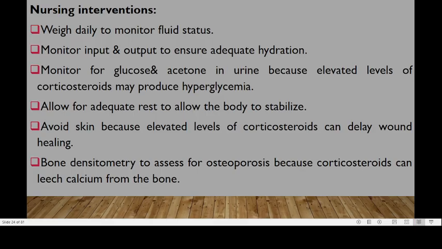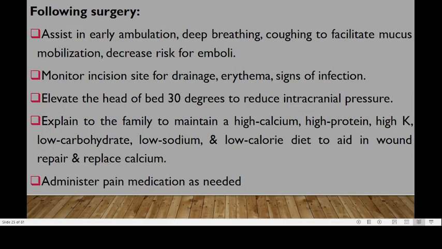Avoid skin because elevated levels of corticosteroid can also delay wound healing. Bone densitometry could be used to assess osteoporosis because corticosteroids can leak calcium from the bone.